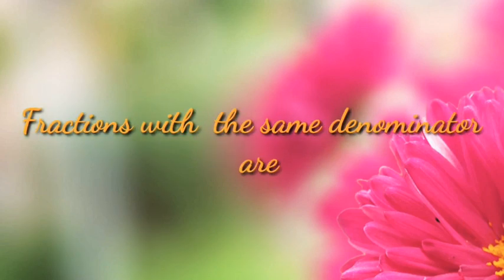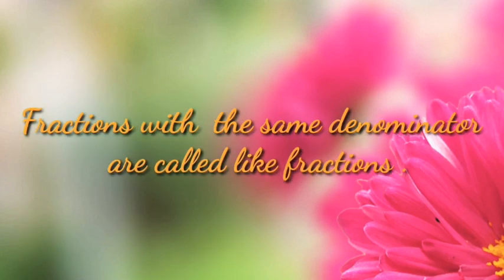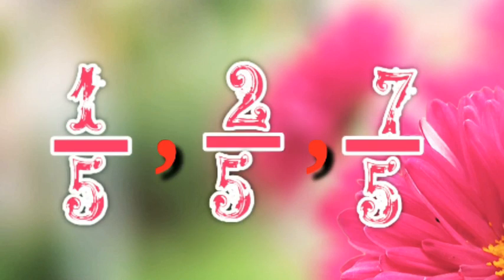So next type, that is like fractions. Fractions with the same denominator are called like fractions. As clear from the name, like means same. So like fractions will be those fractions in which the denominator is same. For example, 1 by 5, 2 by 5 and 7 by 5. In all these examples, the denominator is same, that is equal to 5.